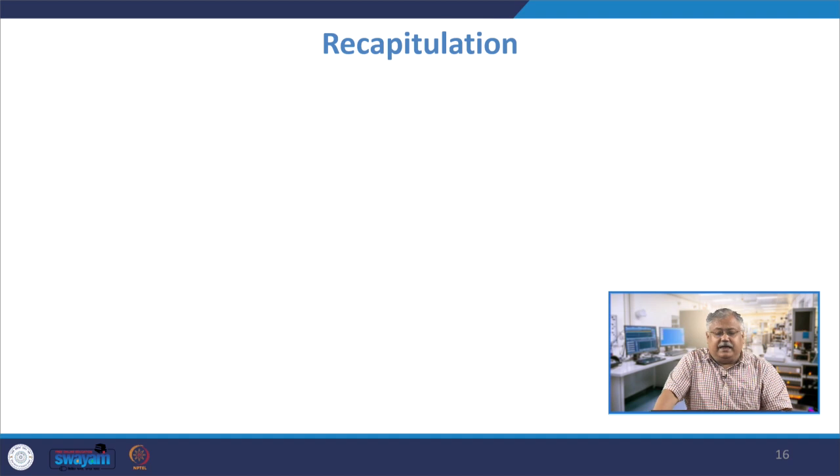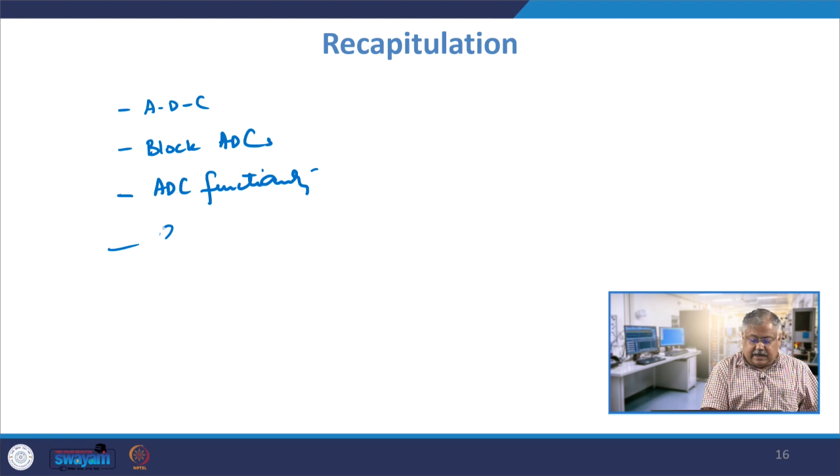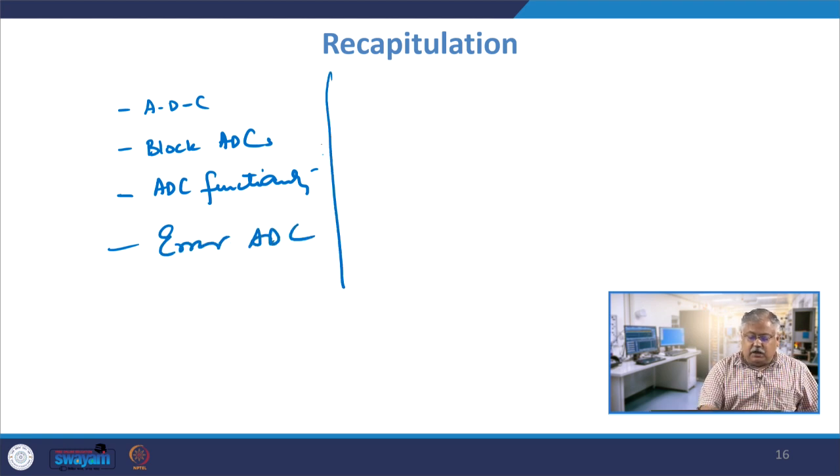With this, let me recapitulate what we did. We quickly finished off; we did not go into details of individual blocks to a larger extent, but gave you a brief idea about the analog to digital converter and the various blocks of an ADC. Then we came to how the ADC's functionality is maintained and what the various errors are that happen in an ADC. These were the few things we learned, and we applied all of them to cryogenic temperature.